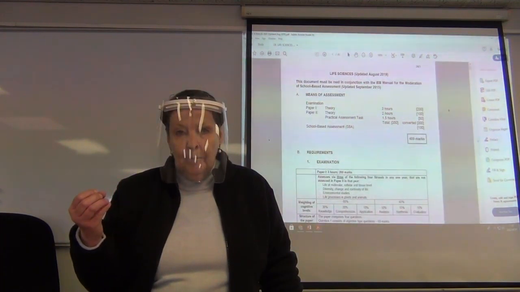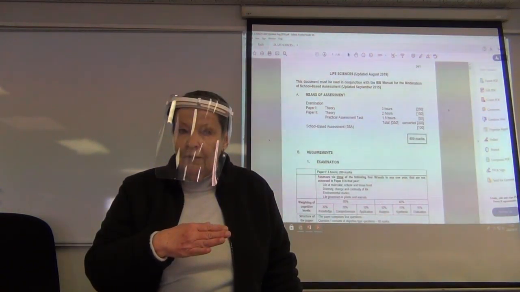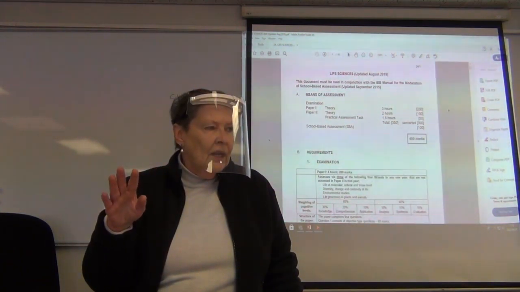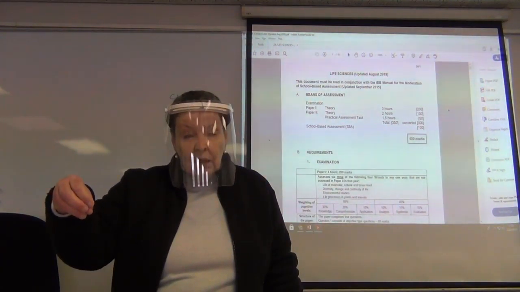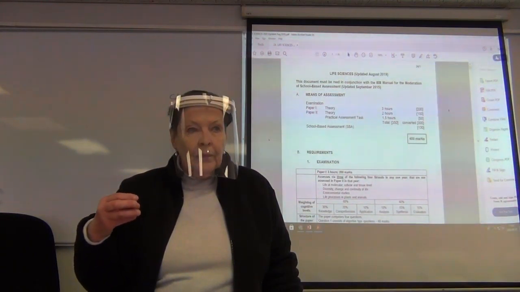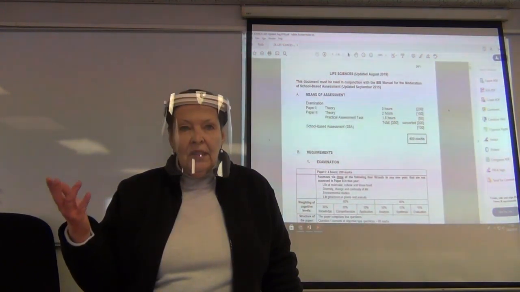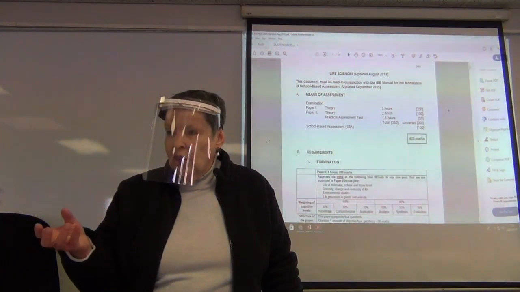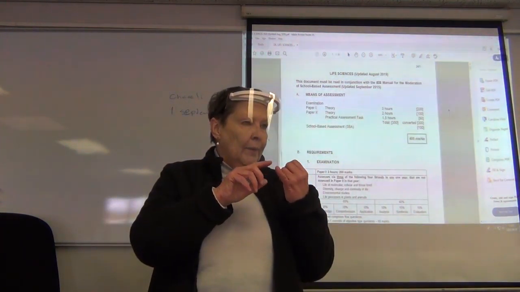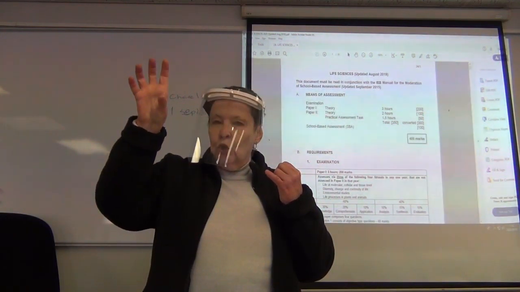Now, paper one and paper two have different structures. This new way of examining you only started in 2015. So if you somehow pick up a paper from pre-2015, you will find that paper one and paper two are very different in structure to what they are now. So don't get fazed if you find an old exam paper and practice on it, and then you discover that it was a different structure. The way in which they examine, some parts are different, some parts are the same.